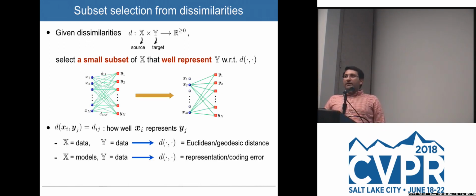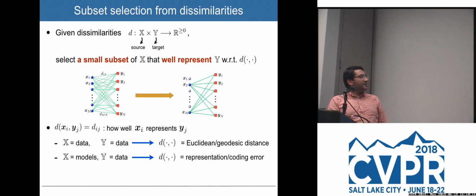So these Dij, which are dissimilarities, encode how well xi represents yj. Dij, the dissimilarity of xi to yj, means how well xi represents or encodes yj. The smaller this value is, the better i represents j. And it is up to the user to select these dissimilarity relationships and feed them to the algorithm.